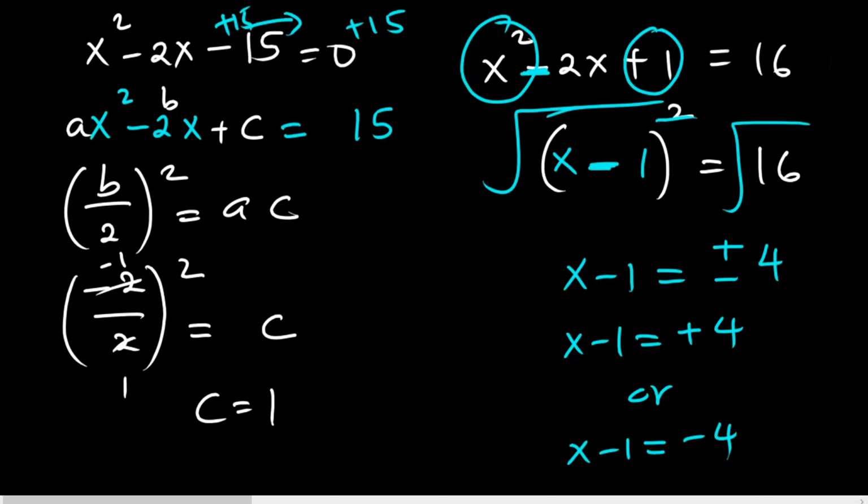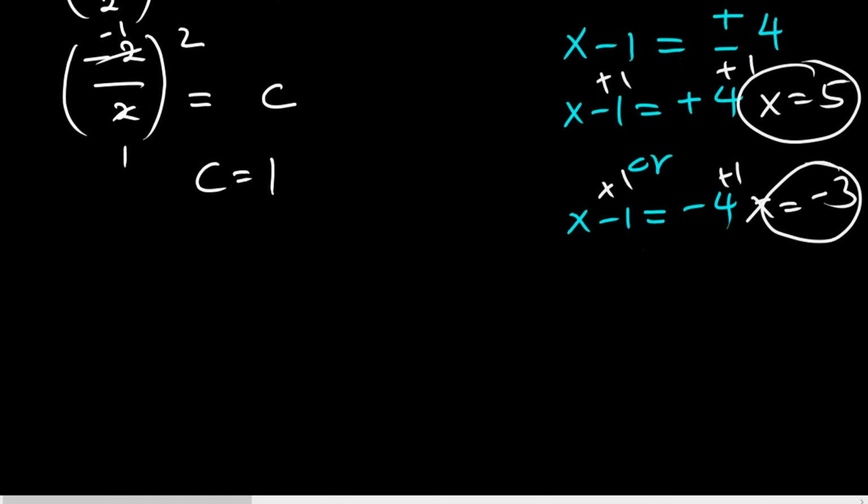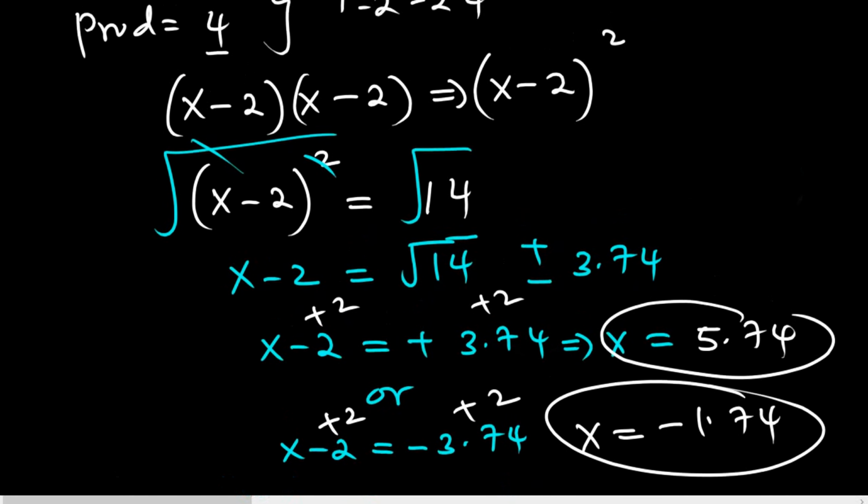So let's find the value of x when we have positive 4. So we need to add 1 on both sides so that x becomes 5 for that case. And then for this one, plus 1 plus 1. So x becomes negative 3. So the value of x is 5 or negative 3. So we have found the values for x using the completing the square method. I want us to quickly use the factorization method just to prove that we shall get the same thing.